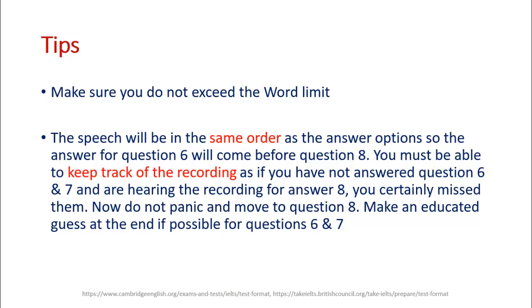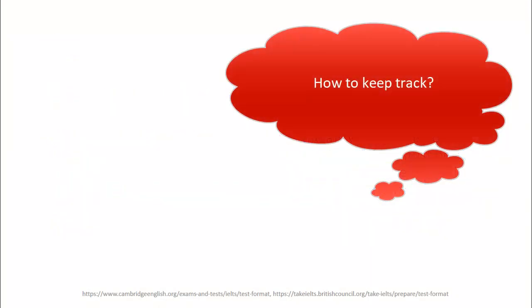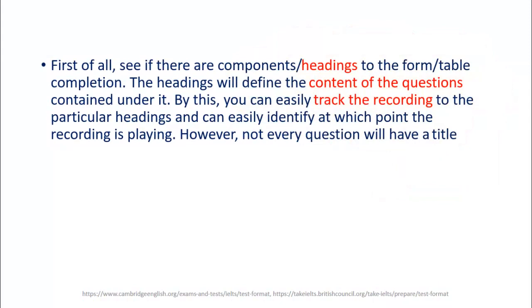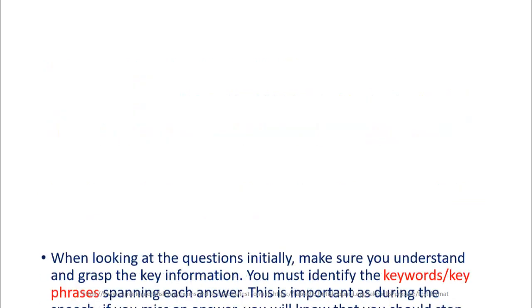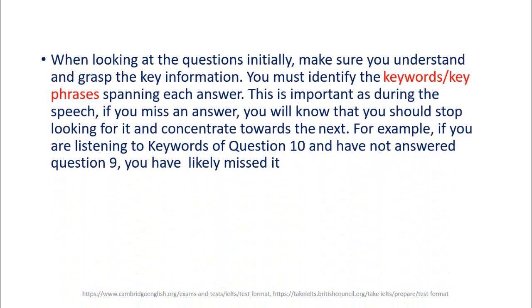Now, how to keep track of the recording? This can be done by 2 methods. First of all, see if there are components or headings to the form or table completion. The headings will define the content of the questions contained under it. By this, you can easily track the recording to the particular headings and can easily identify at which point the recording is playing. However, not every question will have a title. Identifying and understanding the heading will also give you the idea of what sort of information will be contained in the recording.